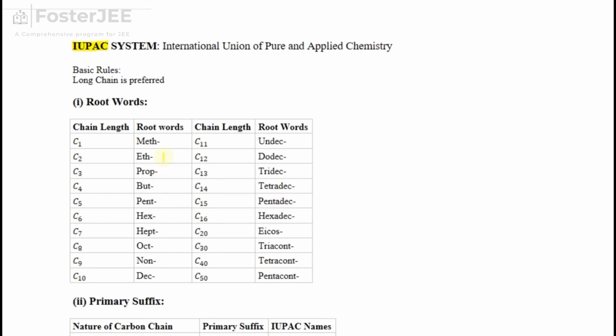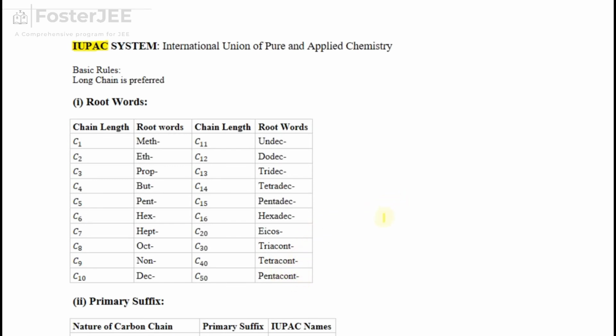These 10 are the most important root words. Now, if 11 carbons are linked, then the root word is undec. Similarly, dodec, tridec, tetradec, pentadec, hexadec. And if 20 carbon atoms are linked, then the root word is icos. If 30 carbons are linked, then the root word is triacont, tetracont, and pentacont similarly.